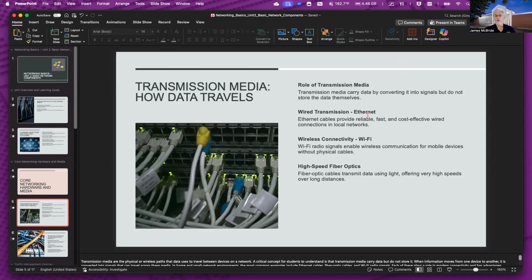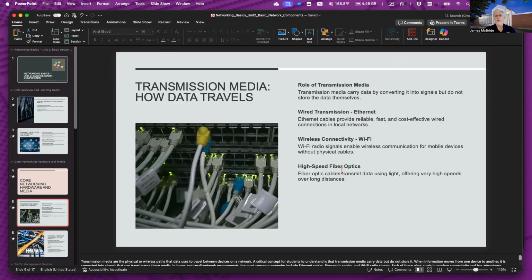All right, so a NIC that's using Ethernet plugs straight in like this. A NIC using wireless technology or Wi-Fi means it's sending out radio waves through the air. So the air becomes the media, or the medium.